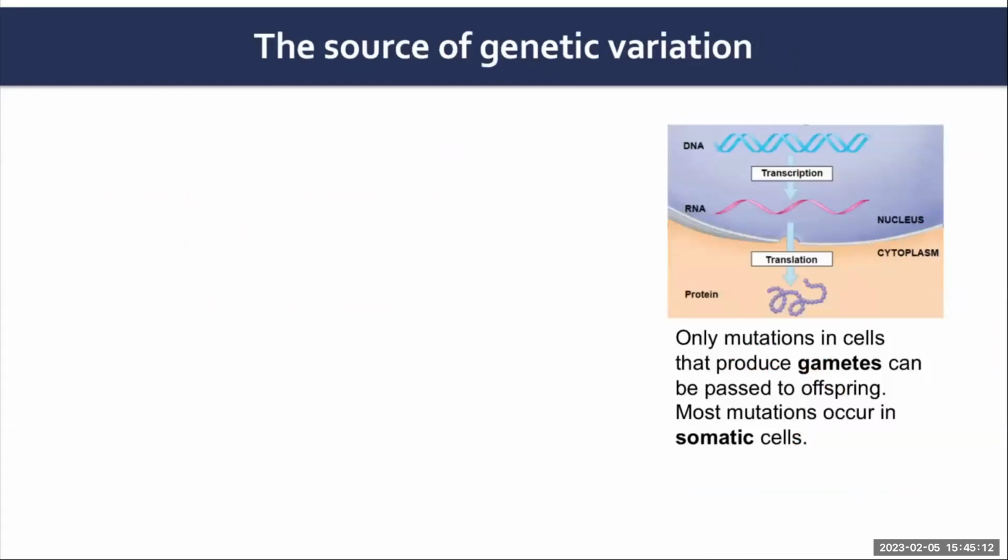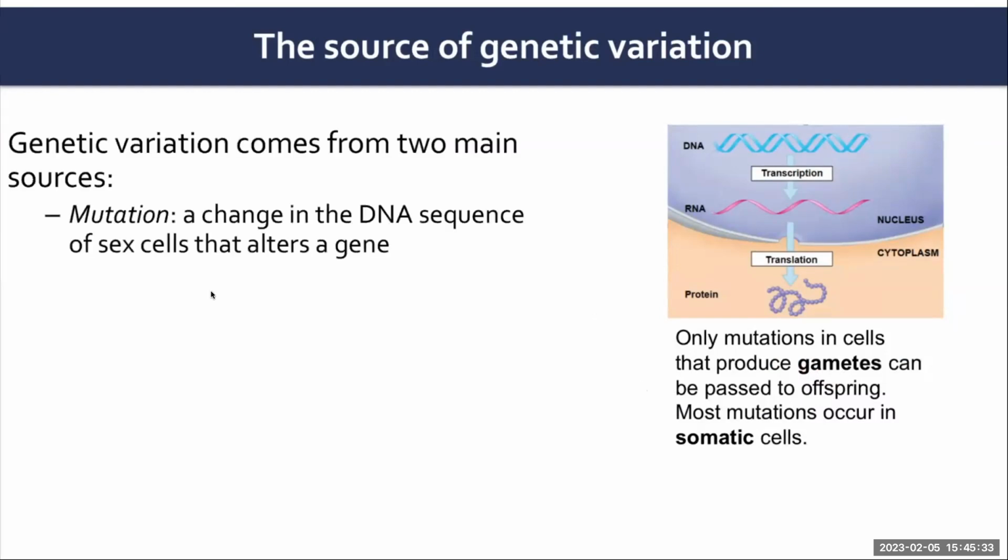Now, there are two main sources of genetic variation. So why do humans have different genetic diversity than houseflies or Adelie penguins? Well, there are two processes that contribute to genetic variation, and so are really important with respect to evolution. The first is the process of mutation. Mutation is a random process that changes the DNA sequence of cells.